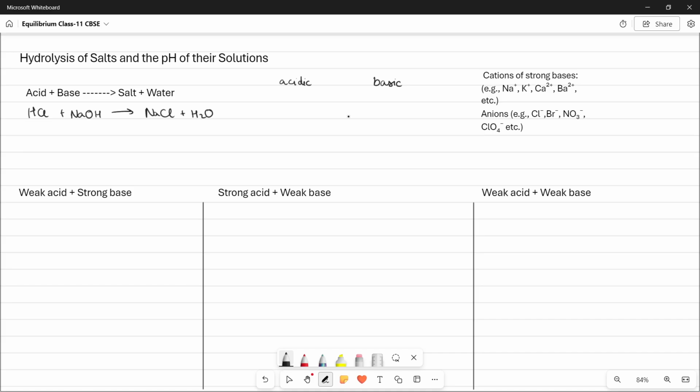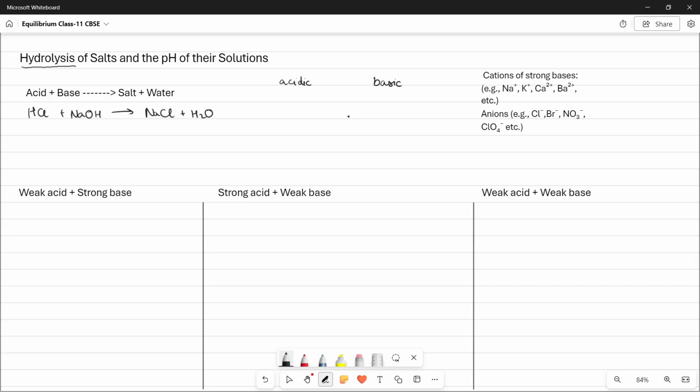First of all, let's deal with the easy parts. The cations of strong bases like sodium Na+, potassium ion, calcium ion, and barium ion are a few examples mentioned in your textbook. And the anions of strong acids, all of these lead to the formation of a neutral salt. This is because they do not undergo something called hydrolysis. The anions and cations of strong acids and strong bases do not undergo hydrolysis.